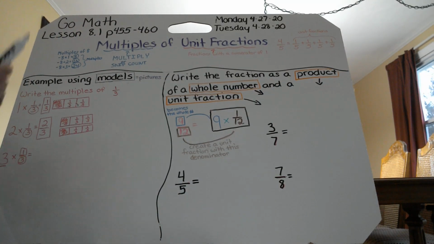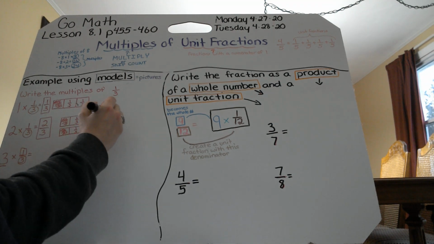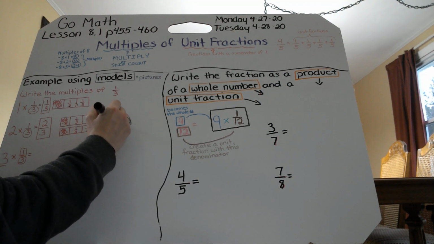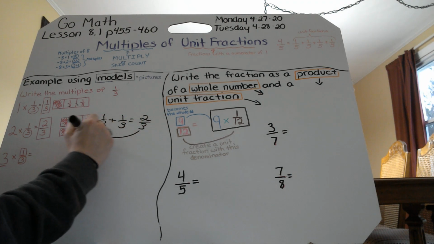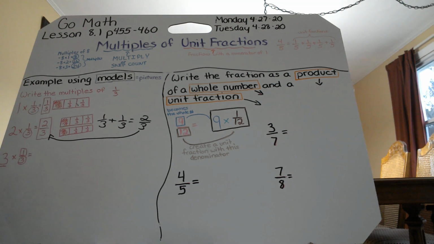All are welcome. So if we look at our next model, I have 2 times 1/3. So I drew 2 models. I broke each model into 3 pieces, and I colored 1 section in each model. So I have a section here colored, and I have a section here colored. So really, this is 1/3 plus 1/3, which equals 2/3. Okay. I moved on to 3 times 1/3.